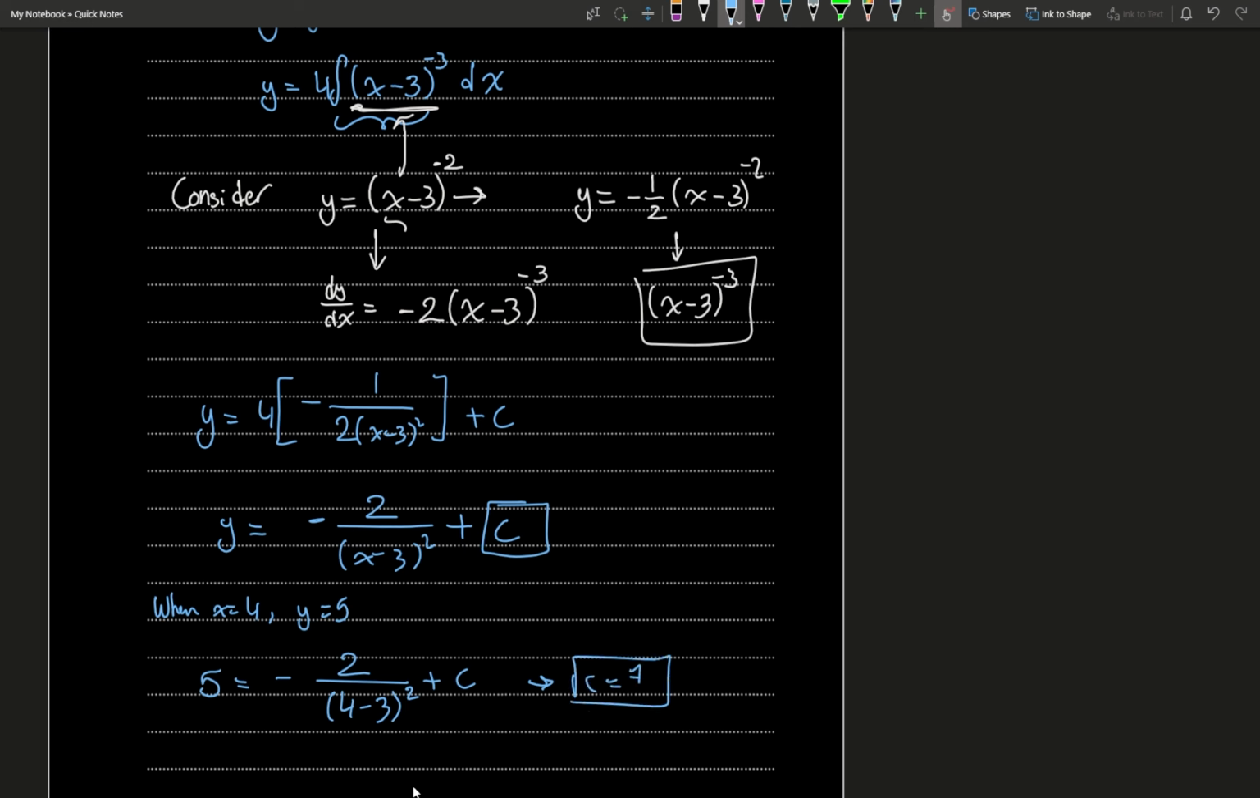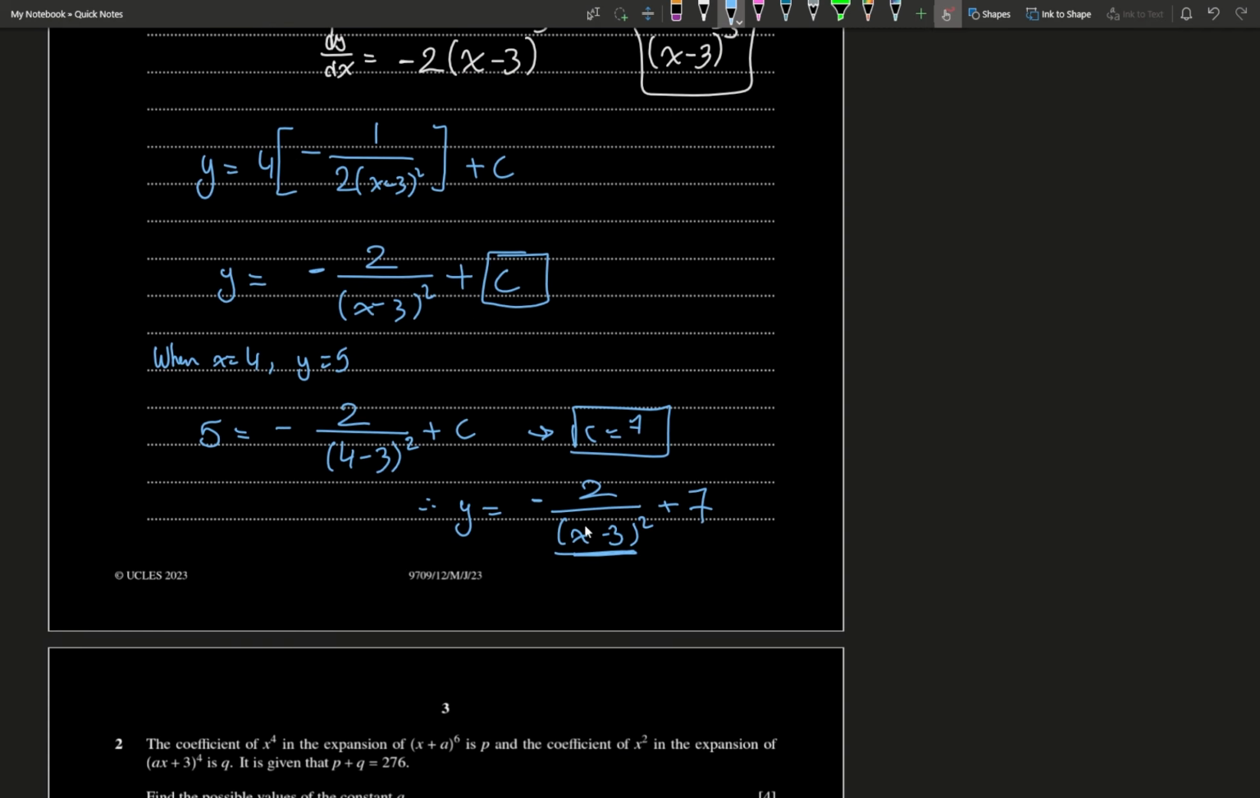That's it. Therefore the equation of our curve is going to be equal to negative 2 divided by x minus 3 squared plus 7. You can also expand the bracket, it doesn't really matter.